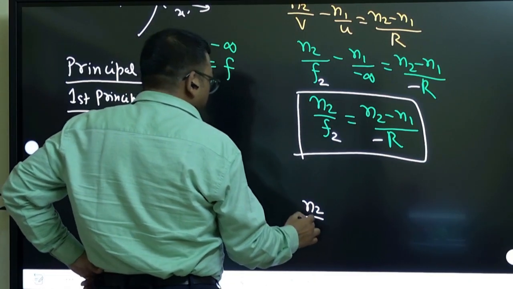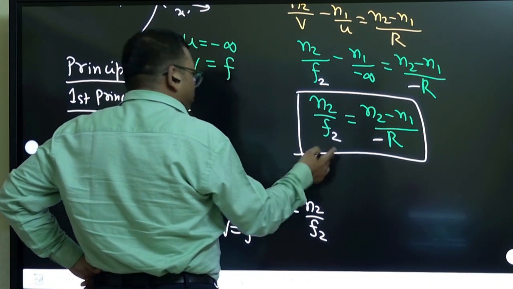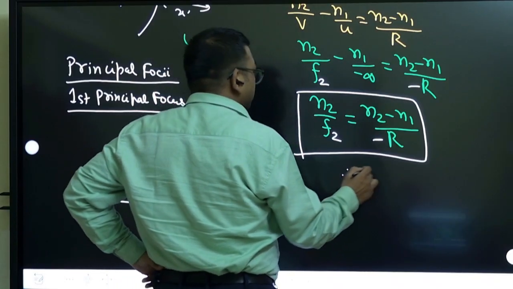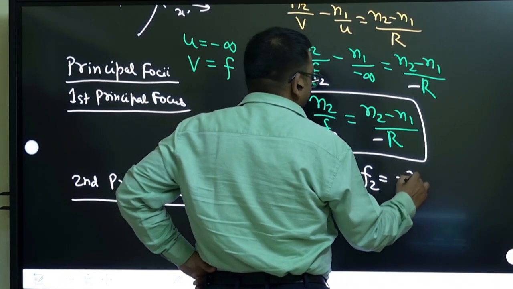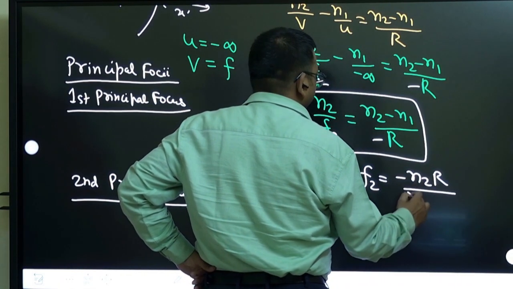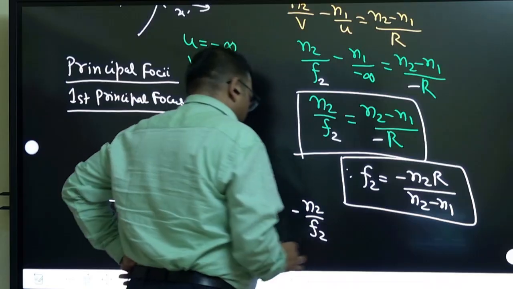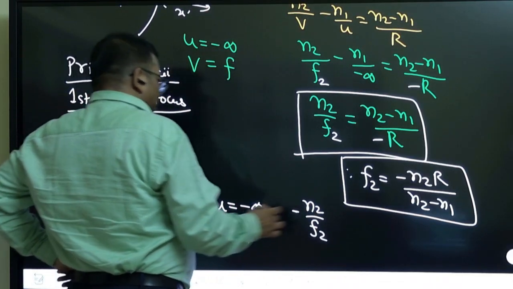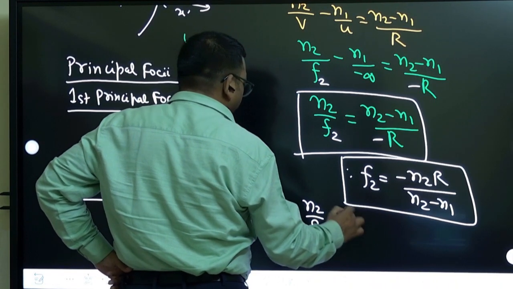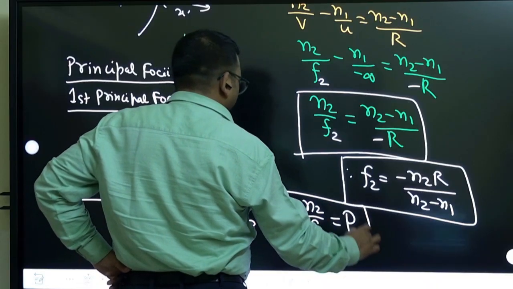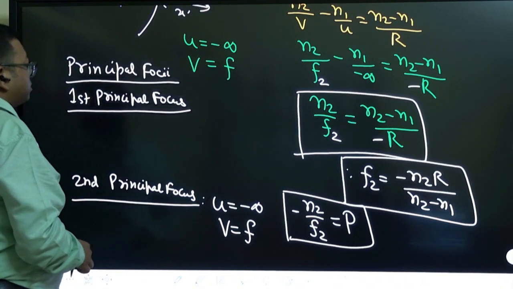Using n2 by f2, and this minus n I will take here, I can calculate f2 from here. So f2 is minus n2 times r by n2 minus n1. This is the second principal focal length. But this term which we are getting, minus n2 by f2, is what is called power. This is called power.